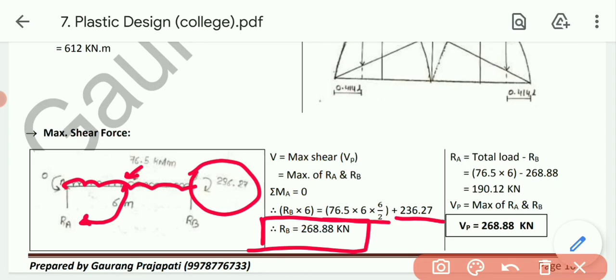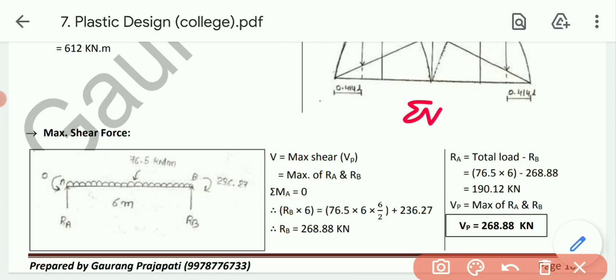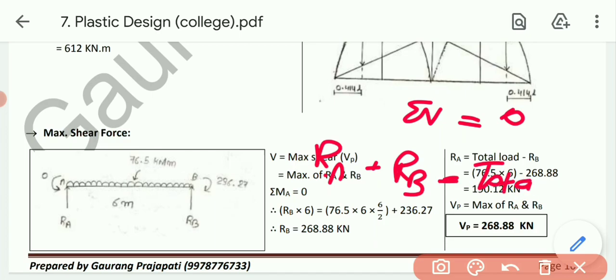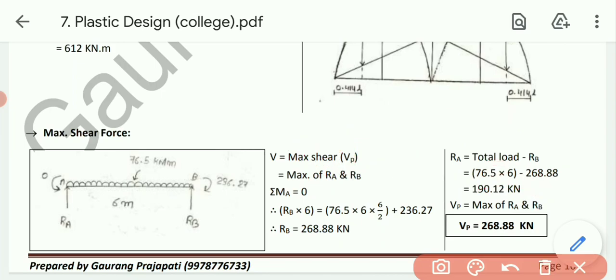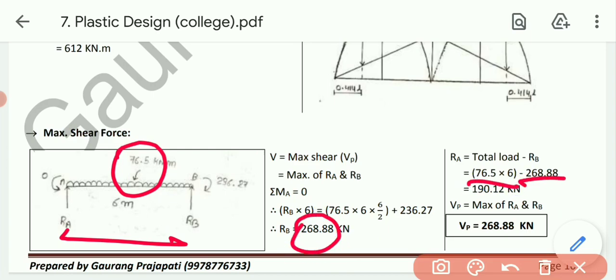Once we get Rb, sigma V equals 0, upward force equals downward force. Ra plus Rb, upward and downward, means total load. So we can say Ra equals total load minus Rb. Now let's talk about the total load. 76.5 kilonewton per meter UDL is there, so the total load will be multiplied by 6. So 76.5 into 6 is the total load, minus this Rb. Ultimately we will get 190.12 kilonewton, that is Ra.